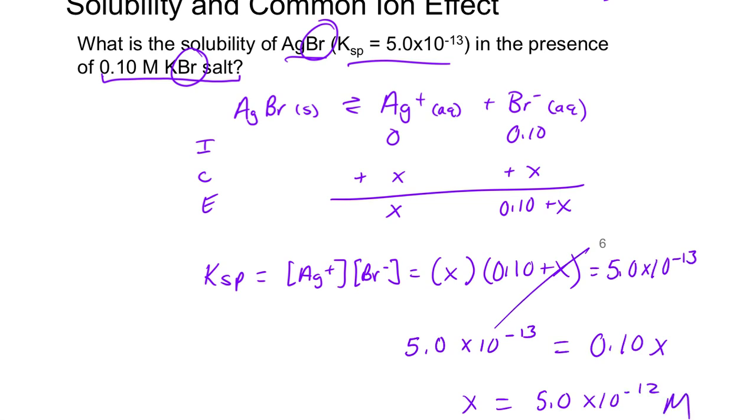Excuse me. And that is moles per liter. And so you can see if we were to add 0.1 plus 5 times 10 to the minus 12, we would still end up with 0.1, right? So we have made a decent assumption that X is small. Questions on that?